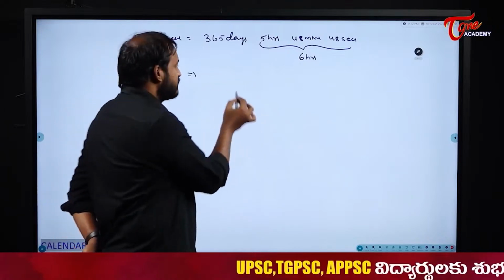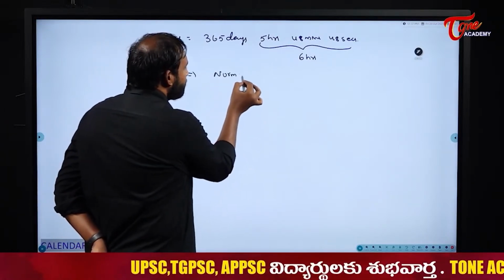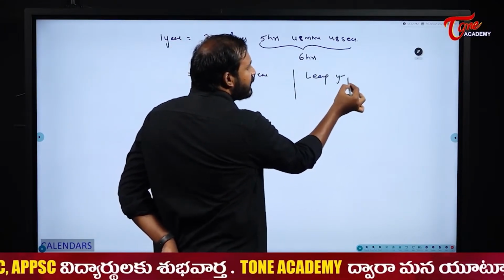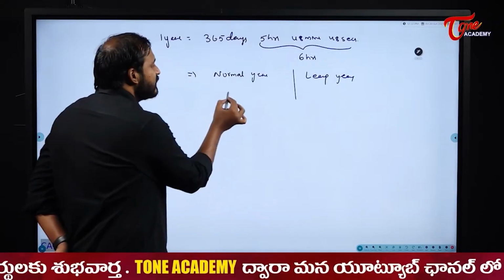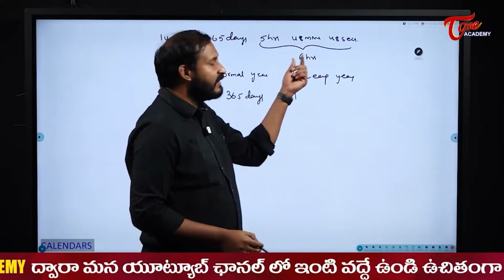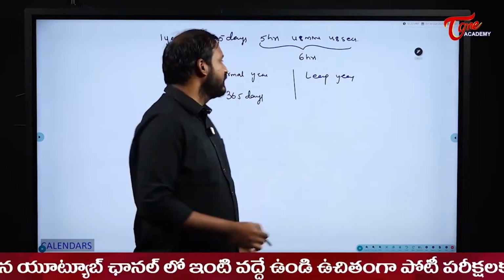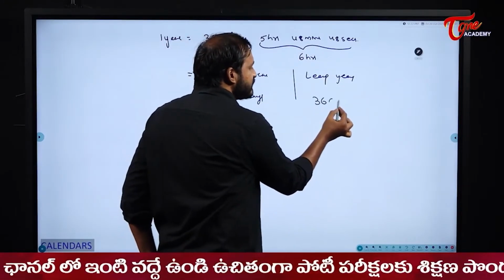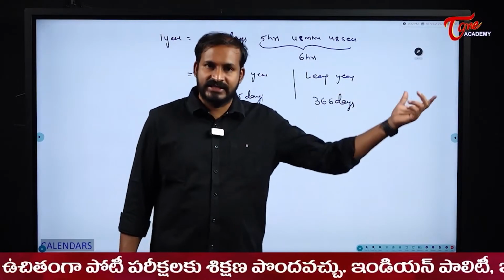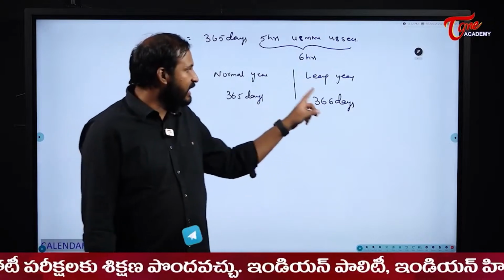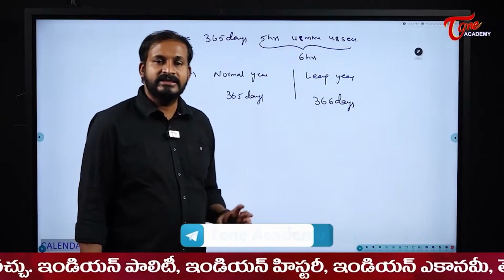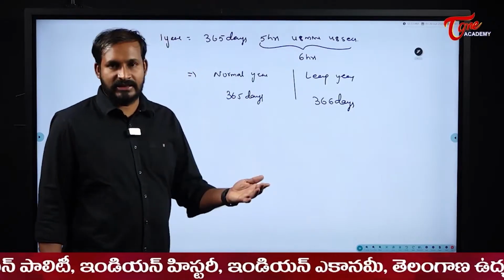And then we will say that a year, we divide it into 2 categories: normal year and leap year. What is this normal year and what is this leap year? A normal year contains 365 days, and a leap year, every 4th year, contains 366 days. That means we are adding these 6 hours, 6 hours, 6 hours, making it into a day, and adding that one excess day to the leap year. Okay, good, superb.